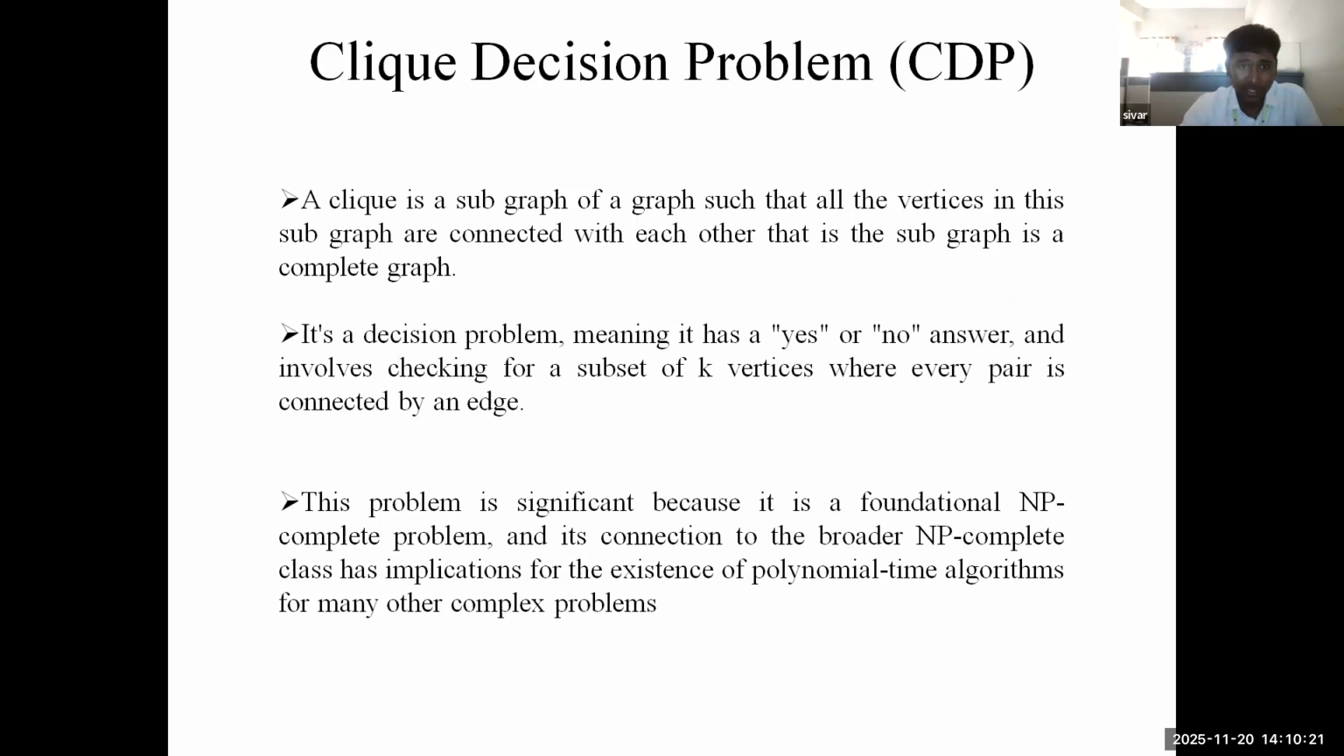Next one is what is a decision. Up to now we have discussed what a complete graph is and then the clique. A decision problem means you can say that there are two options, either yes or no, or one or zero. That is called a decision. You have completed clique and decision. Next one is why it is called an NP hard and NP complete problem. Why is the clique decision problem called an NP complete problem? Now we will see.